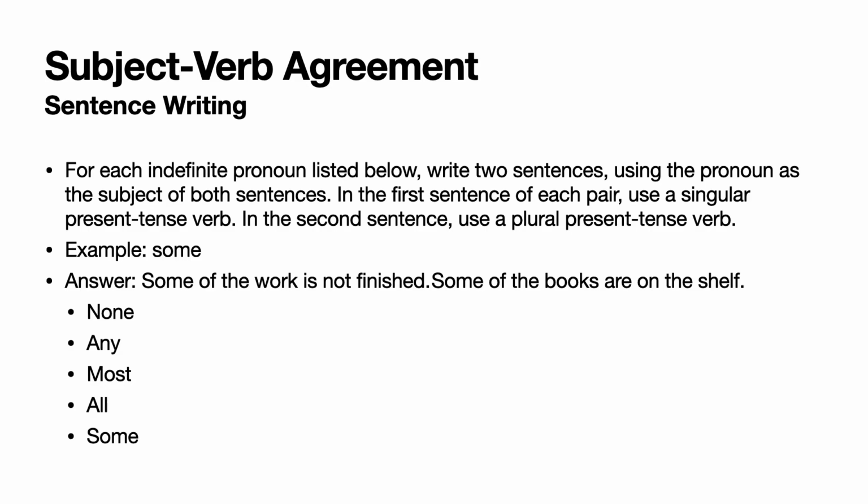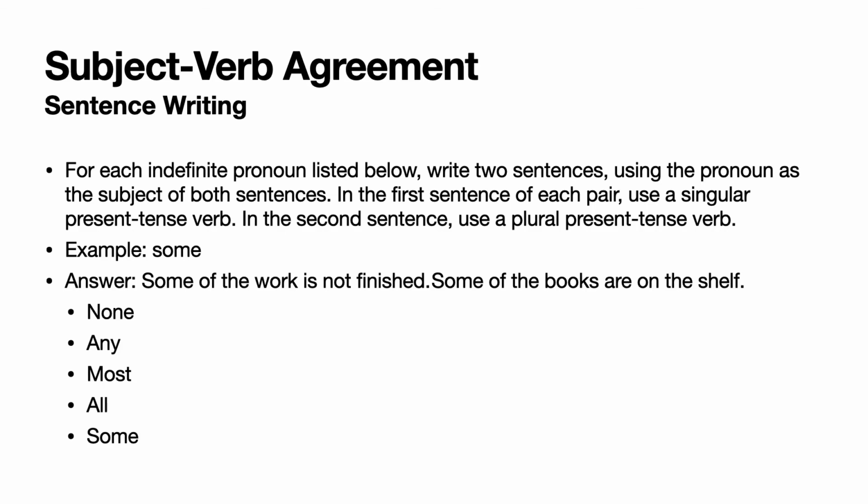For example, we have the indefinite pronoun some. I will use it once with a singular present tense verb, and the other sentence will be with a plural present tense verb. So the singular example is, some of the work is not finished. And the plural example would be, some of the books are on the shelf. So you will write 2 sentences for each indefinite pronoun. So we have none, any, most, all, and some. I will be giving you 10 to 15 minutes to finish this work.